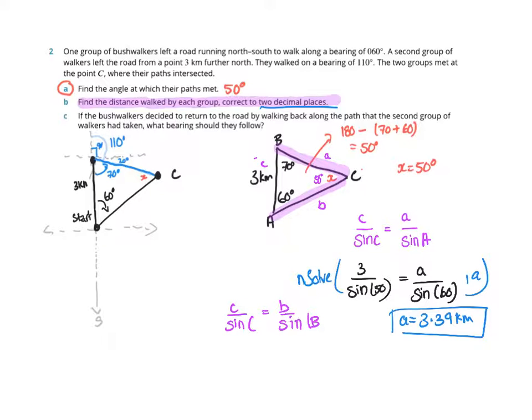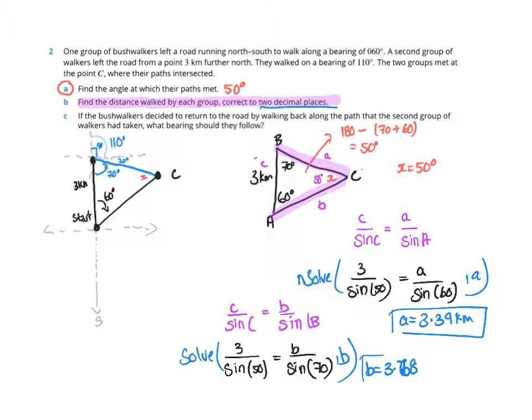So if I plug that all in, once again, it'll be that. B is what I want to know, but I do know angle B, which is 70, and I can pop that again into solve, comma B, and I'll get B to equal 3.7, oh no, it was 2 decimal places, sorry, so 3.68 kilometers was B.